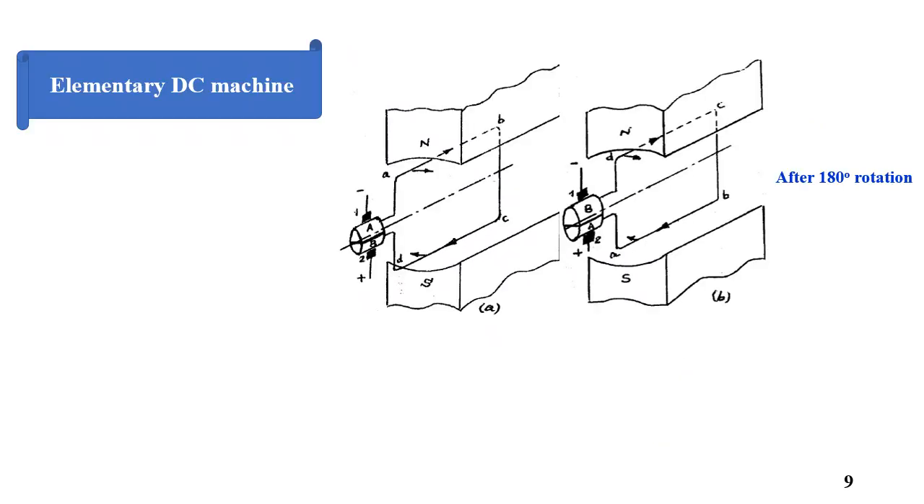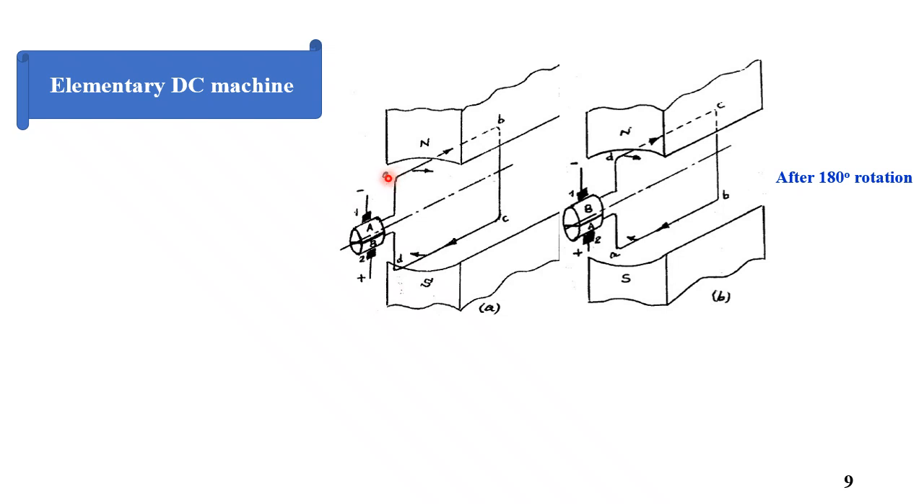We have the elementary DC machine. The first conductor AB in the first figure is moving with the speed v to the right side, and the flux is from the north to the south. Then the current will be from A to B. And for the conductor CD, the velocity is to the left side and the flux is downwards. Then the current will be from C to D.